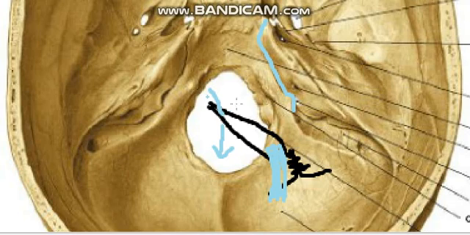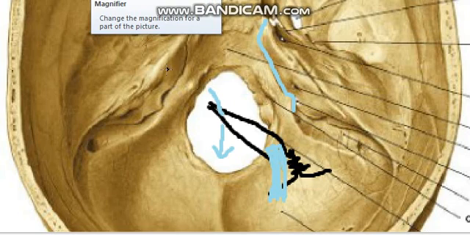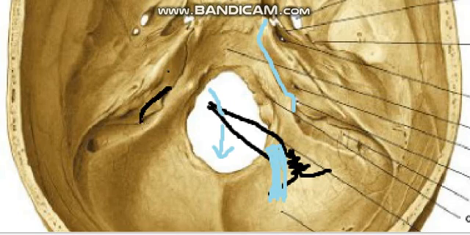Now to continue, we were drawing the structures passing through the jugular foramen, and we have already said that the jugular foramen is located somewhere here. This is the position of the jugular foramen, and on this side this is the position of the jugular foramen. If we just clear off one side, so this is the position of the jugular foramen over here, between the petrous part of the temporal bone and the condylar part of the occipital bone.